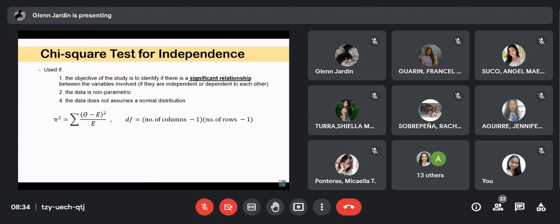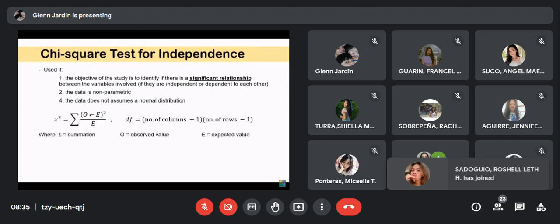Ang chi-square is x squared. So, hindi na natin kailangan kuhanin ang square root nito. Yan na mismo ang chi-square natin. Summation of O minus E squared over E. O is the observed value, E is the expected value. And our degrees of freedom is number of columns minus 1 times the number of rows minus 1.